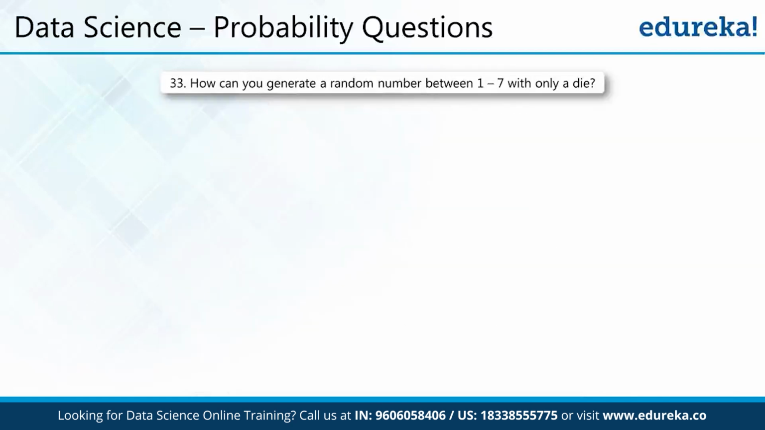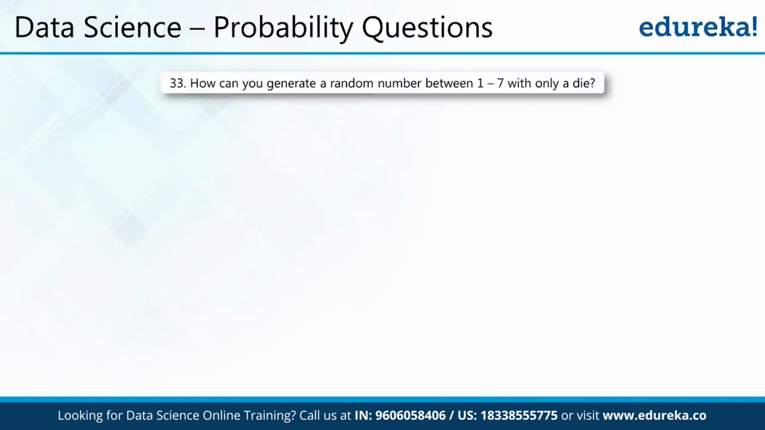Okay, so there is one more question, which is around generating a random number between 1 to 7 with only a die. Let's think about how we can approach this problem. We have seen how we generate random numbers from a given set of points, but this says that we want to do this with a die, right? By rolling a die, we want to find a random number between 1 to 7.